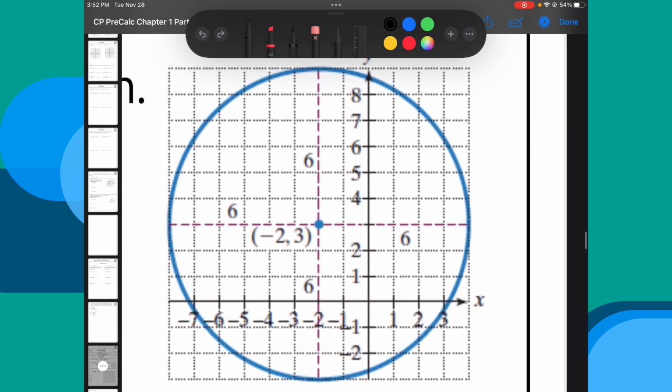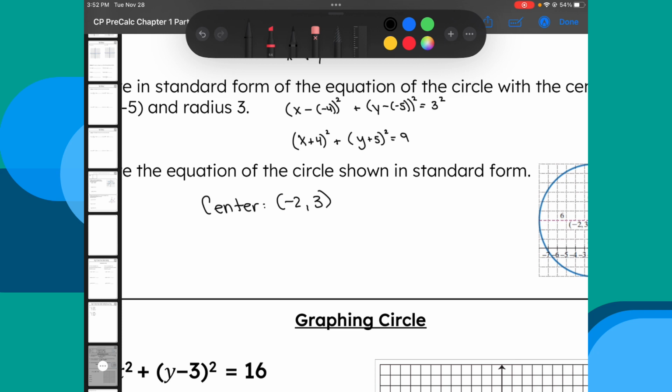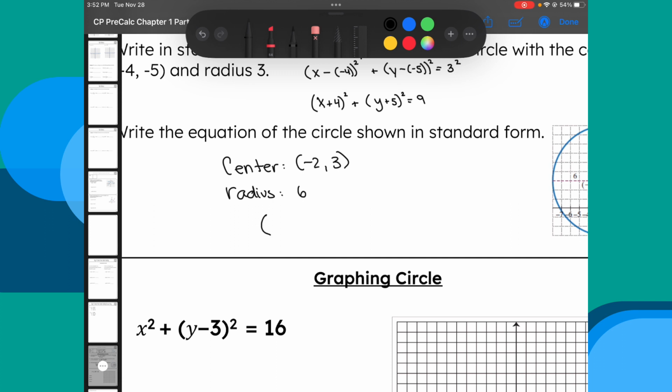Then we need to figure out the radius. It's from the middle of the circle out to the edge. They do label it in this picture, but counting 1, 2, 3, 4, 5, 6, our radius would be equal to 6. So writing the equation of our circle, we'd have x plus 2 squared plus y minus 3 squared is equal to 36.